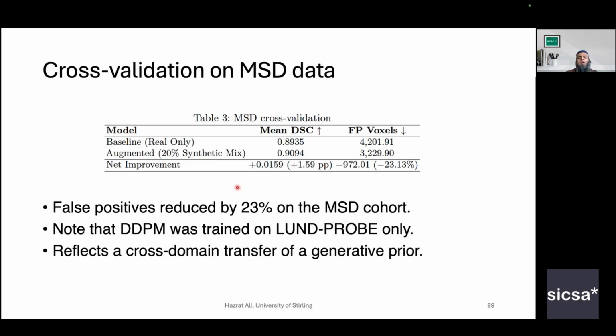So we can see that it has reduced the false positives by almost 23%. Interestingly, it didn't see any of this MSD data before, so there is some indication that it is learning something that can be expanded to other datasets as well.